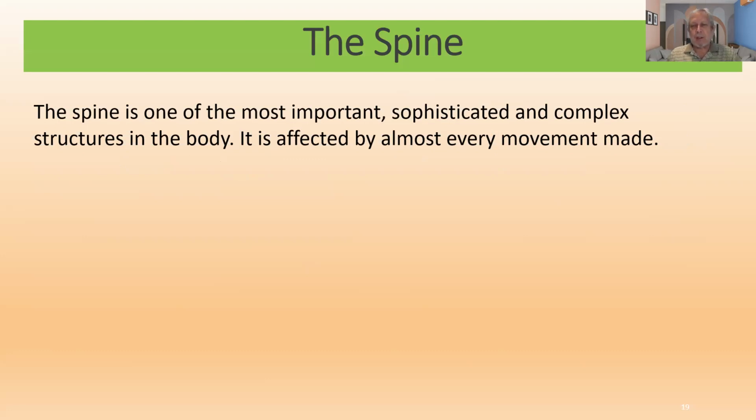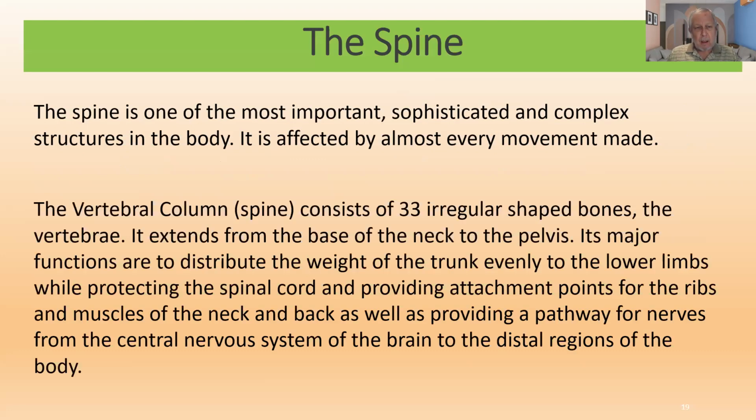It is affected by almost every movement made. The vertebral column, or the spine, consists of 33 irregular shaped bones, the vertebrae. It extends from the base of the neck to the pelvis. Its major functions are to distribute the weight of the trunk evenly to the lower limbs while protecting the spinal cord and providing attachment points for the ribs and muscles of the neck and back, as well as providing a pathway for nerves from the central nervous system of the brain to the distal regions of the body.